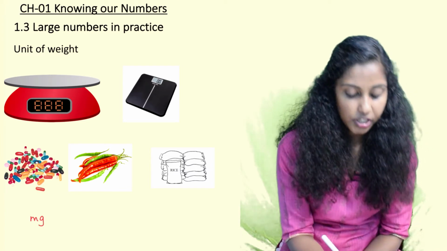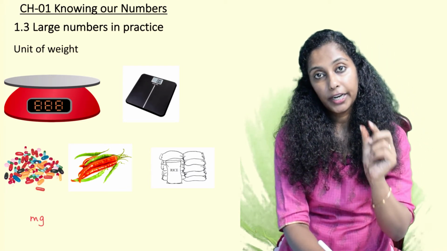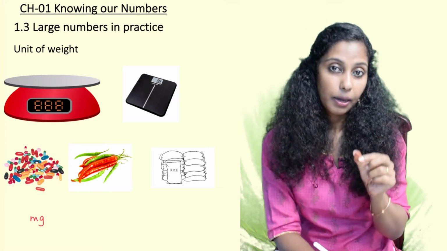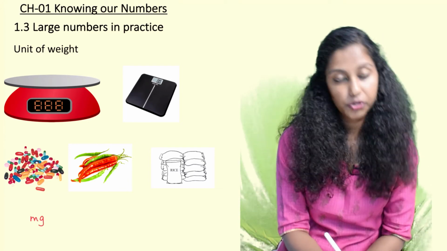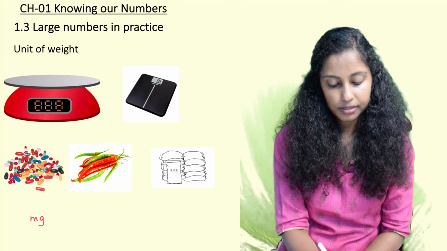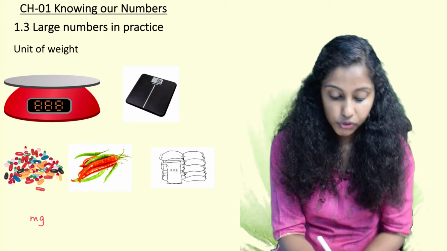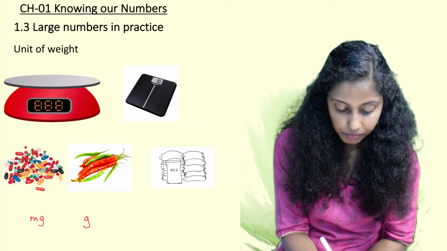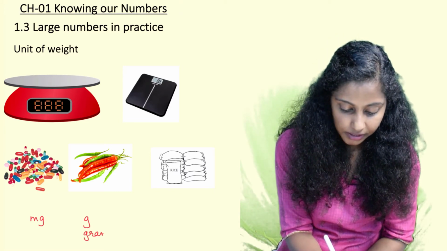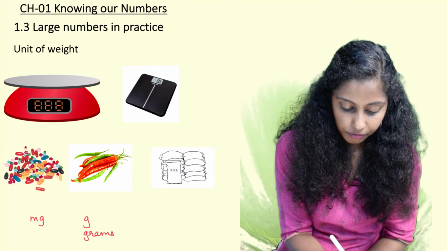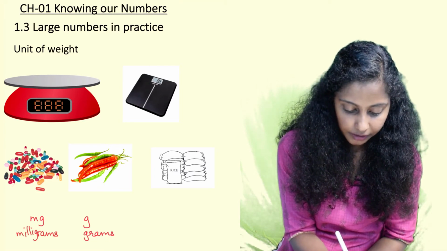So milligram is used to measure quantity of certain things in the medicines. Milligram is the smallest unit of weight. Then there are certain things like chilies and ginger we buy in grams. The symbol of gram is G and we write in full form as grams. Mg is the symbol of milligram and we write it in spelling as milligrams.